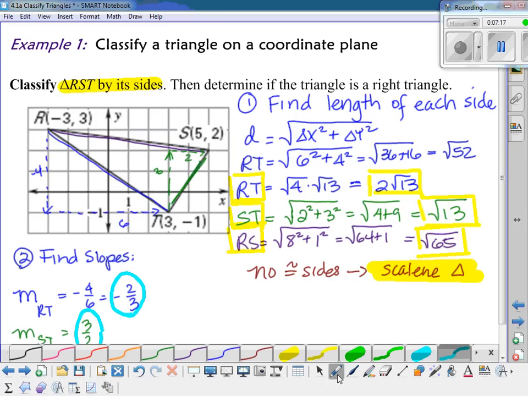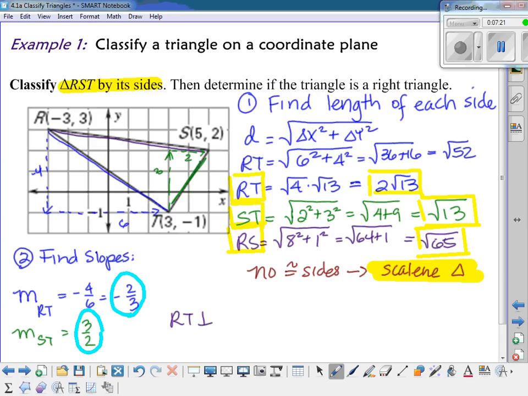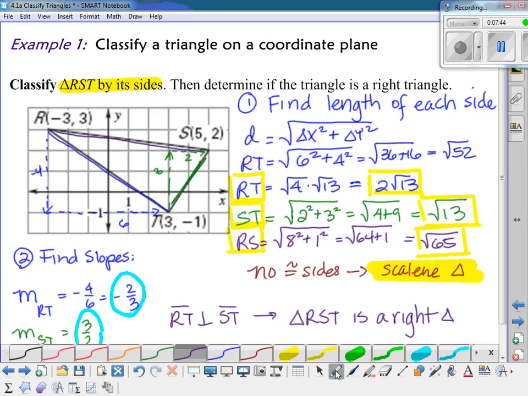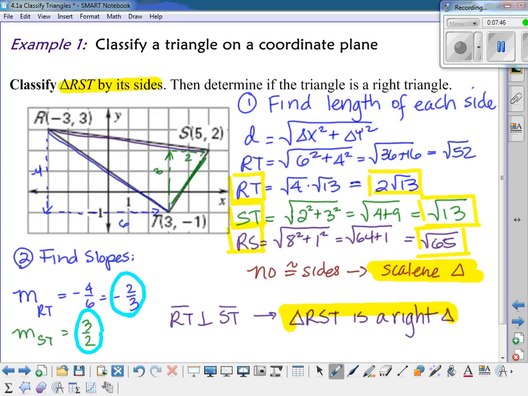And as a result, I know that RT is perpendicular to ST because their slopes are opposite reciprocals. So that means if the lines are perpendicular, I'm making a right angle. If I have a right angle, then that means that triangle RST is a right triangle. So that would be the rest of your answer for that problem.